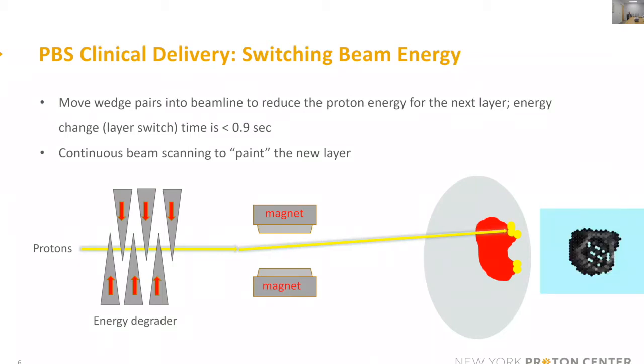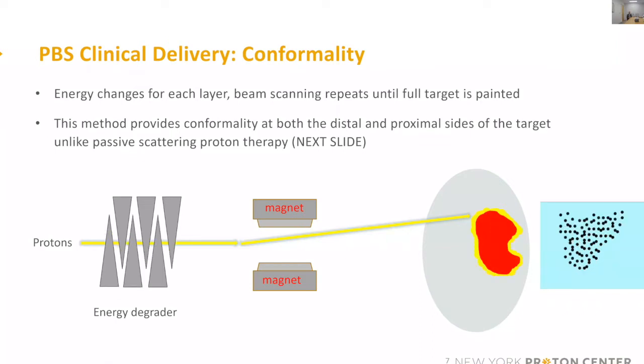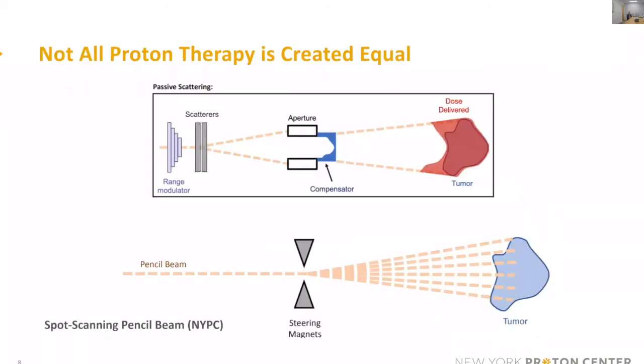The layer switching time is very quick, under a second, and you're continuously doing this process, as you're seeing here in the slides, until you've achieved complete conformality, both at the distal and the proximal end of your intended prescription. And that, in a very high level, very simplistic fashion, describes how dose painting and spot scanning delivery actually occurs.